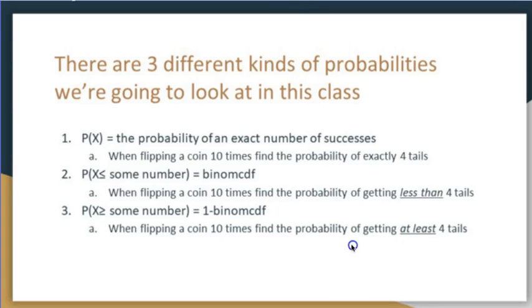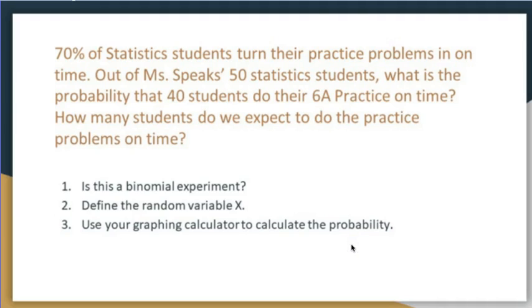All right, so our example, 70% of stat students turn their practice problems in on time. That is clearly a made-up statistic because y'all don't do that. Okay, so out of 50 statistics students, what is the probability that 40 of them do their 6A practice on time? So that's first question. And second question, how many students do we expect to do the practice problems on time?